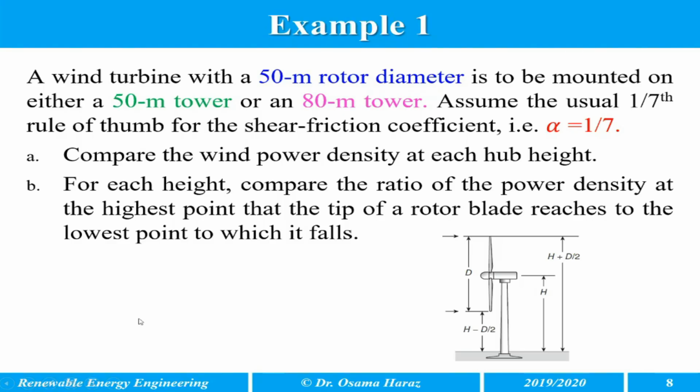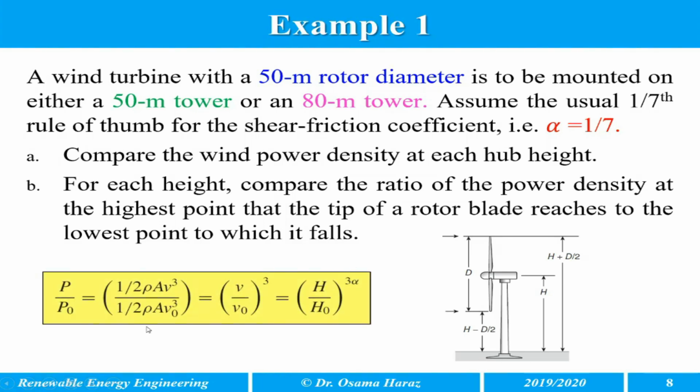To solve this problem, first of all, we need to compare the wind power density at each hub height. So we have a 50-meter rotor diameter installed on a 50-meter tower and a 50-meter rotor installed on an 80-meter tower. Then we are going to use this formula: P over P naught equals (V over V naught) cubed, or (H over H naught) to the power 3 alpha. Alpha is given, so we can apply H over H naught to the power 3 alpha.